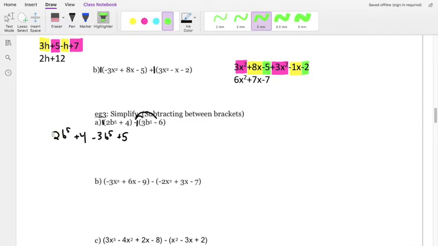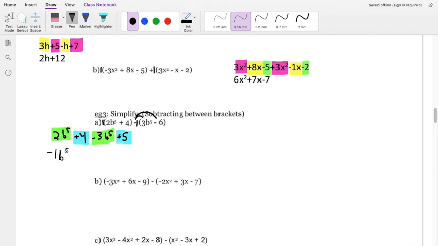Now let's look at our like terms here. Boom, boom, and boom, boom. Let's work out our math. I'm going to get a little thinner. So 2b minus 3b is negative 1b. Our other combined is 4 plus 5. So it looks just like that. So there's our answer.